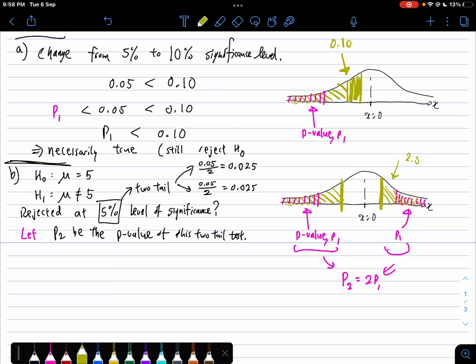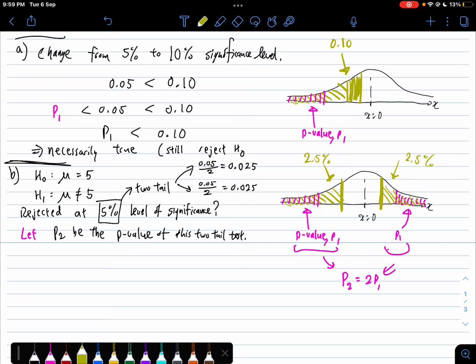This on the left side is 2.5%, on the right side and on the left side also 2.5%. Then what you realize is that, in order for us to reject H naught for sure, we would need our P1 to be less than 2.5%, 0.025. And how would that be confirmed?